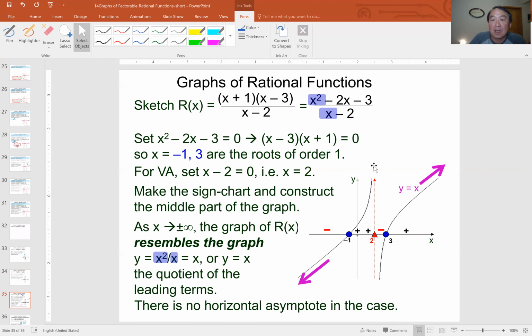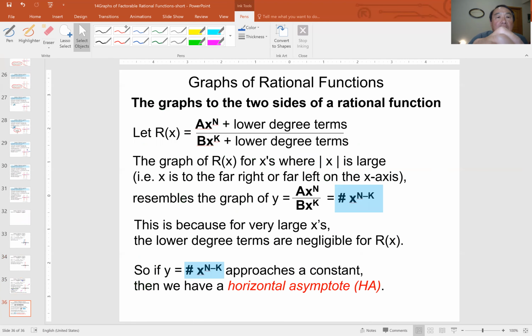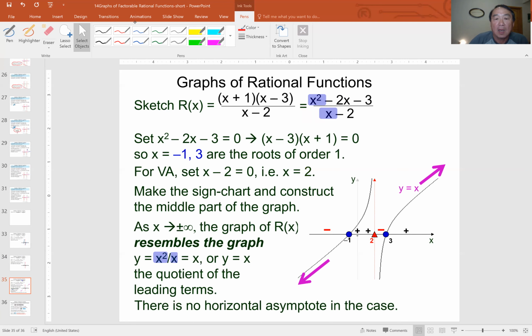And as x becomes very big, basically it is equal to the head divided by the head, which gives y equals x. So the asymptote is y equals x.